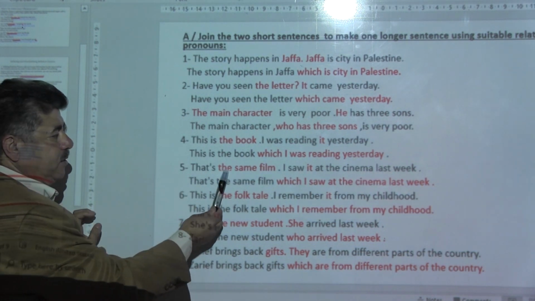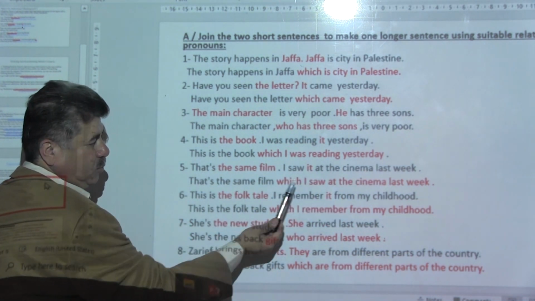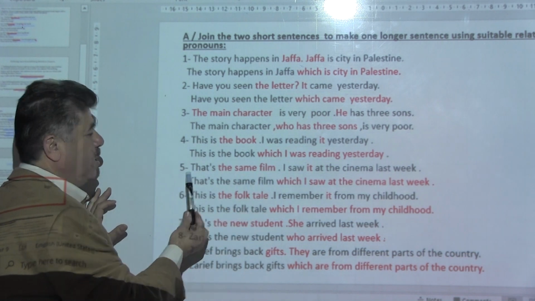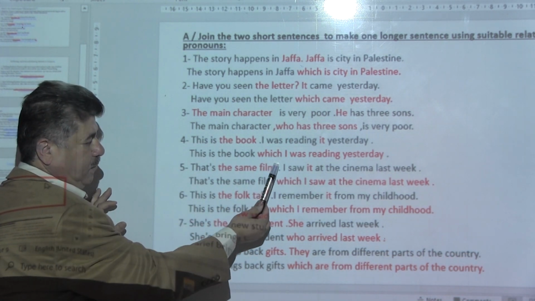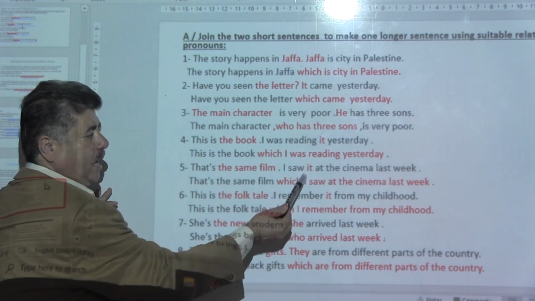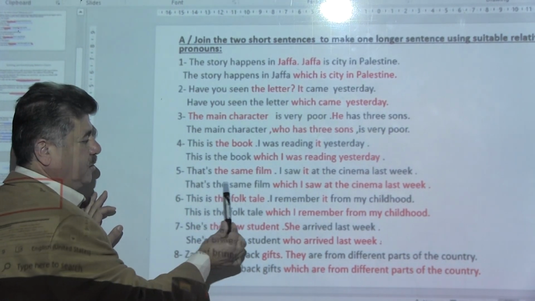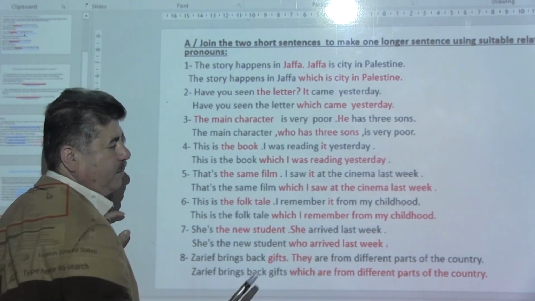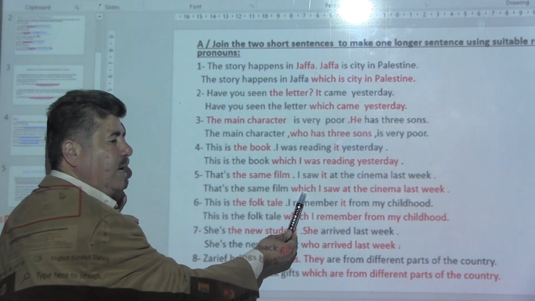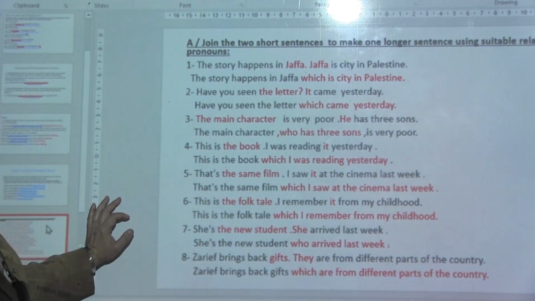Another example: that is the same film. I saw it at the cinema last week. It here refers to the film. So I am talking about a thing. That is the same film. I don't change anything in the first sentence. I delete it, replace it with which, and complete the sentence as it is. This is the first film which I saw at the cinema last week. Which here is followed by I, so I can take it out. I can leave it out because it is an object pronoun.